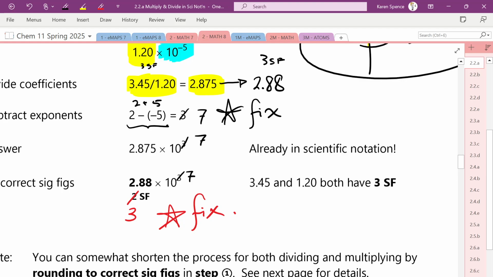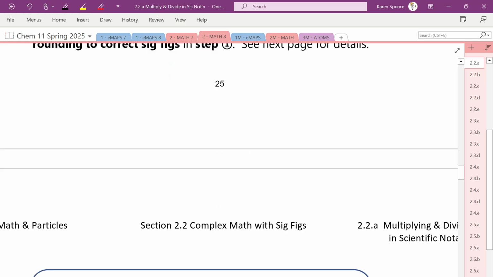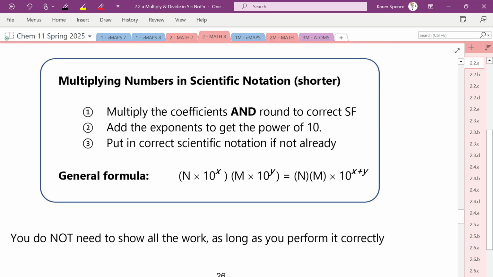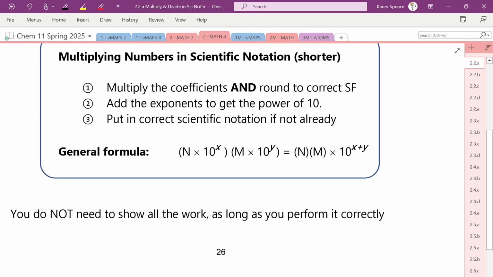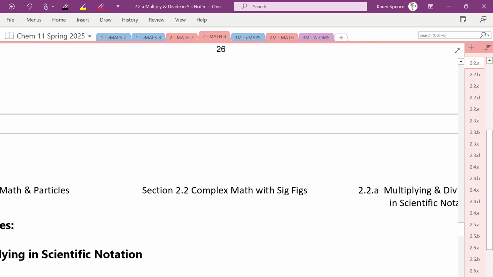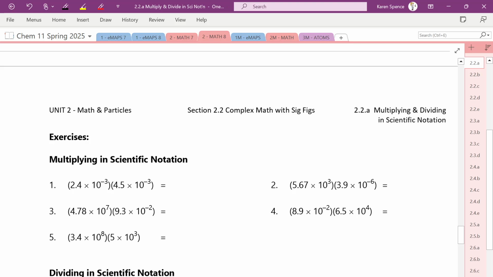All right. We are not going to do the question on the next page, so we're going to skip most of page 26. You can read it if you want to. Doesn't matter. Basically, you do not need to show all the work as long as you perform it correctly. Yes? Okay. So in here, you are going to do these. You need to make sure your final answer is in scientific notation.